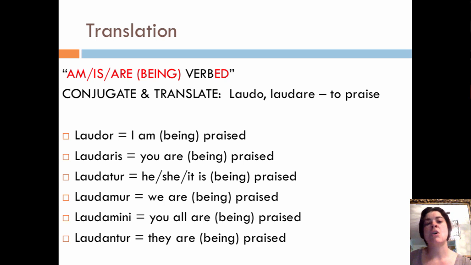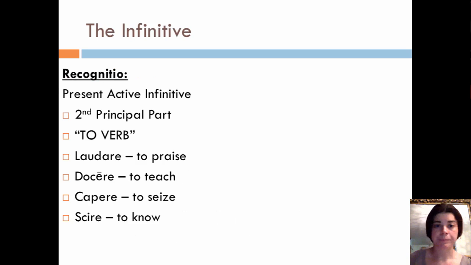Now these endings are -r, -ris, -tur, -mur, -mini, -ntur. You're going to see them being used not only in present tense, but also in imperfect and in future, which we'll be going over shortly in another video. These endings will be used again, just like the active endings, -t, -mus, -tis, -nt, showing up over and over throughout the different verb tenses. So they are important to remember.